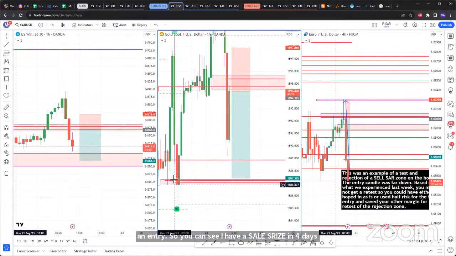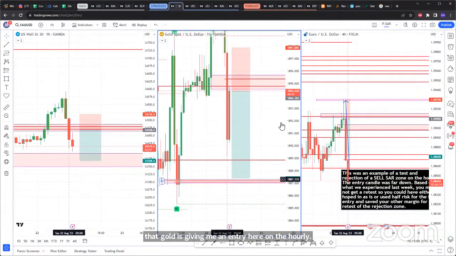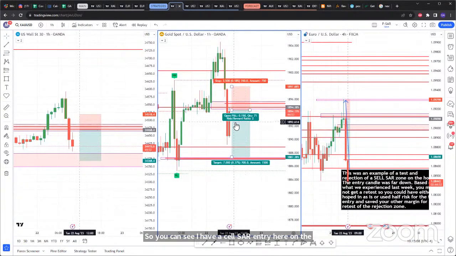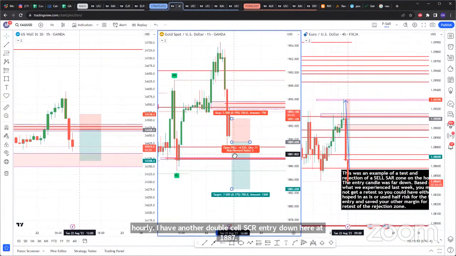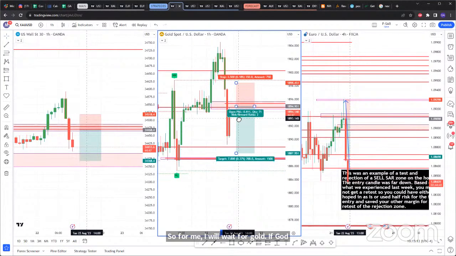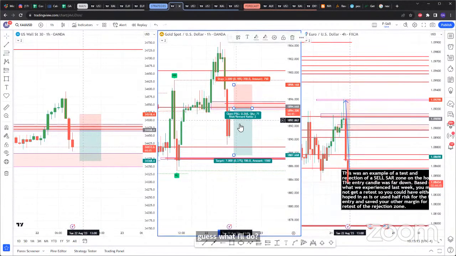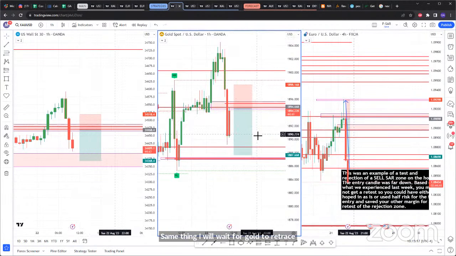I have another double sell SAR entry down here at 1887. So for me, I will wait for gold. If gold closes here, guess what I'll do? Same thing. I will wait for gold to retrace here and go down to the 5 or 15-minute time frame and look for an entry there.